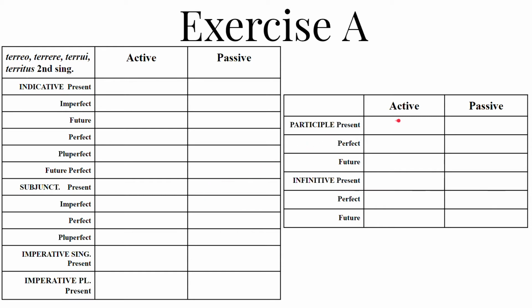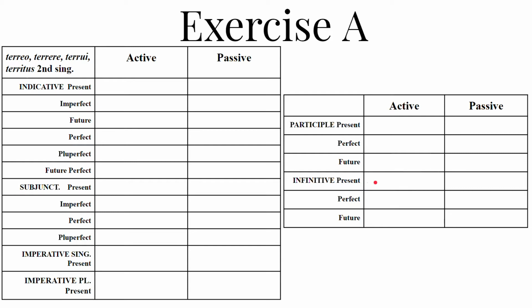Let's go to the participles. Terre is the present stem plus ens, entis: terrens, terrentis. No present passive, no perfect active. Territus for the perfect passive. Future active, territurus. And the future passive, terrendus.